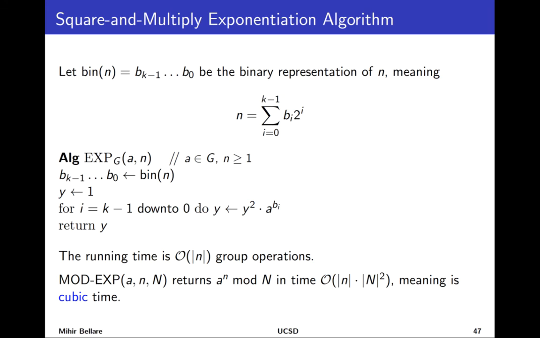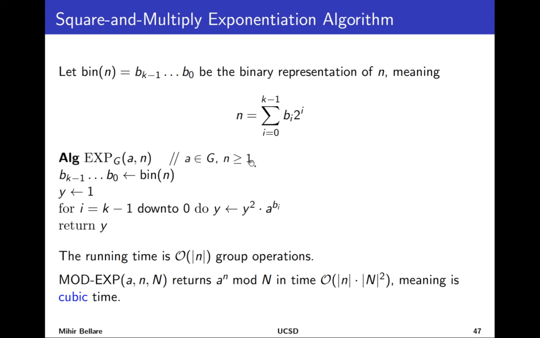Here's the actual code, pseudocode for that type of algorithm, where we define bin of n to be the binary representation of n, so that it returns the bits such that n can be written in this way shown over here. When I want to raise a to the power n, the subscript here indicates that this algorithm is for the group G, and hence we'll use group operations as primitive operations. A is a member of the group, n is simply an integer.